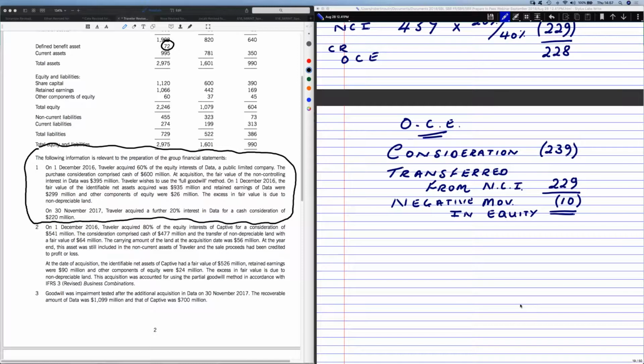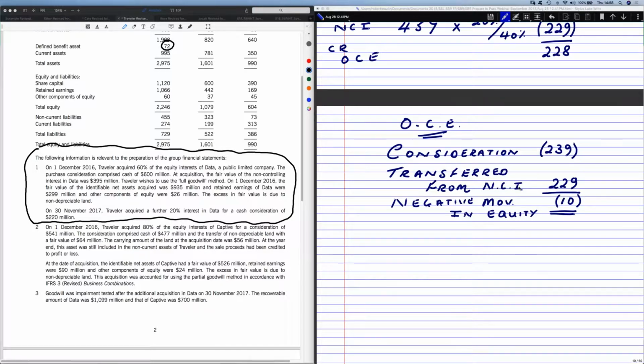Traveller acquires control of data on the 1st of December 2016 through the acquisition of the 60% interest. Therefore, at that point in time, in the group accounts, Traveller immediately recognises 100% of the net assets, the NCI of 40%, and the goodwill, which is calculated on the full method, which means that the NCI is basically at its fair value. At the 30th of November 2017, the shift of 20% gives Traveller a further interest, an increased interest in the net assets and goodwill. There is no change in control. Therefore, the movement is reflected as either a positive or negative movement within equity. The NCI is reduced by the amount that is transferred to the group.